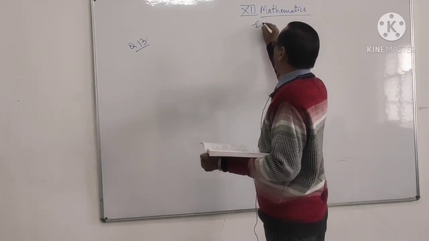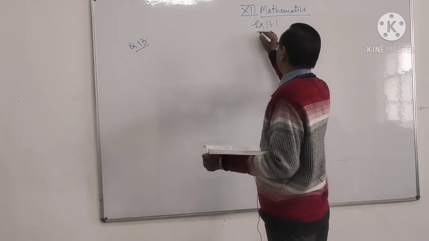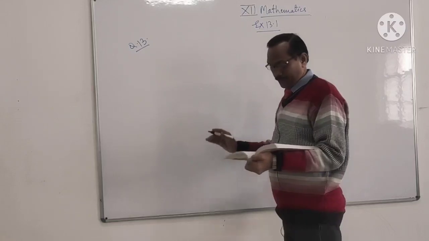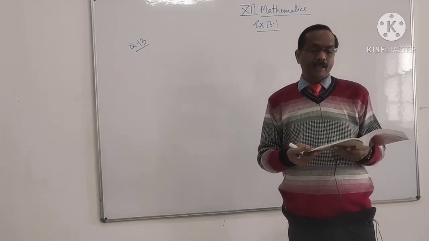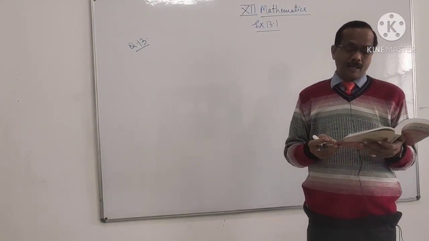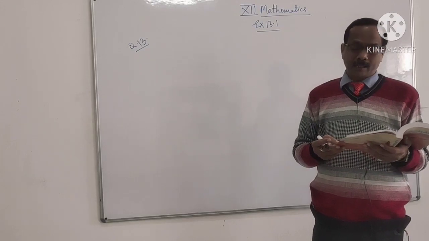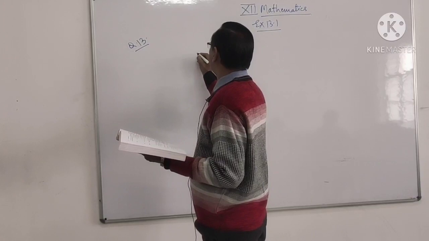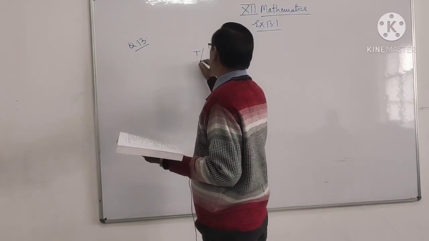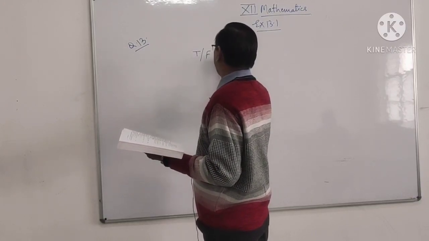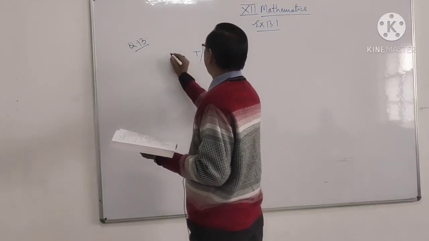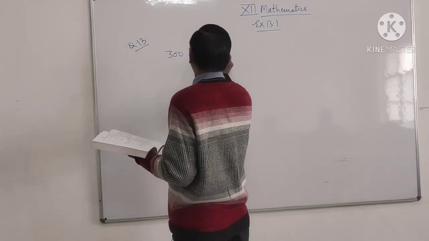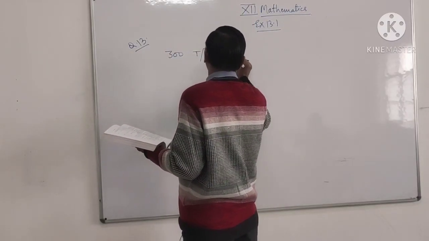Exercise 13. The question is: an instructor has a question bank consisting of 300 easy true-false questions.